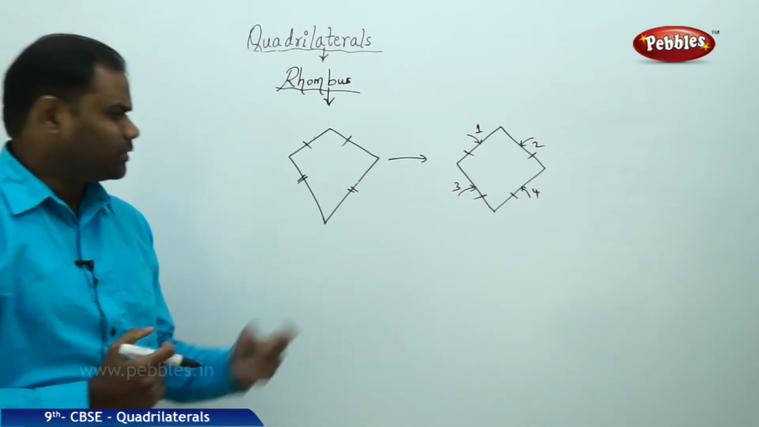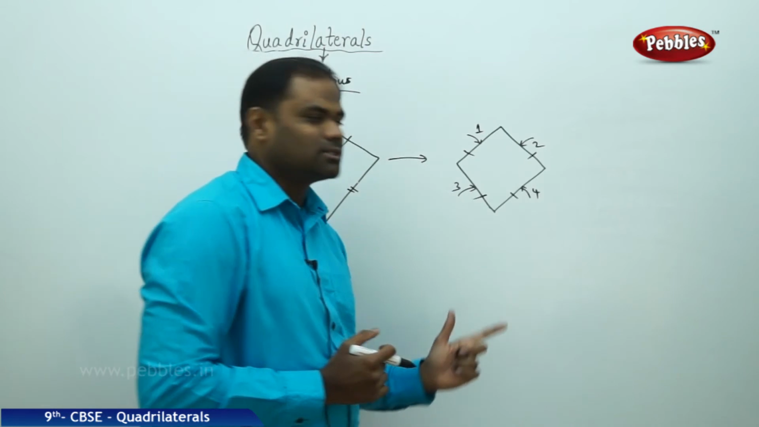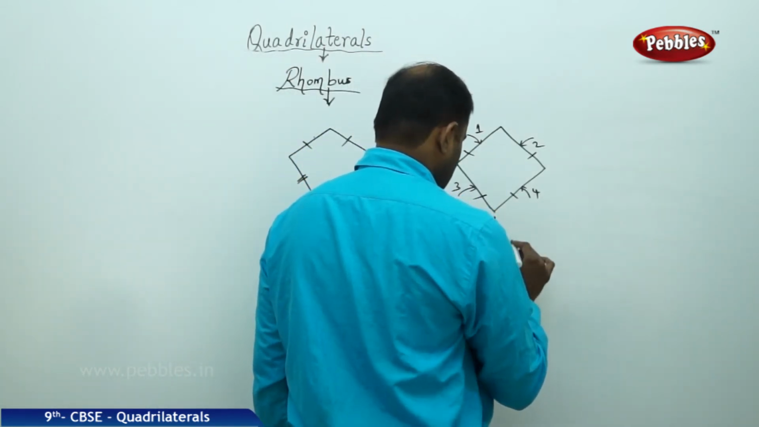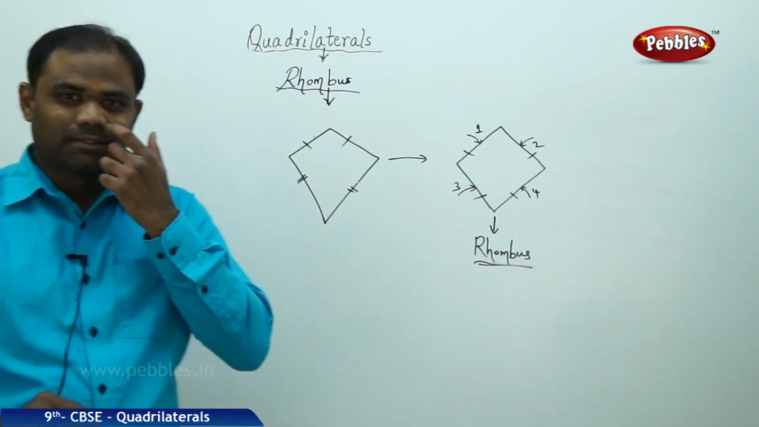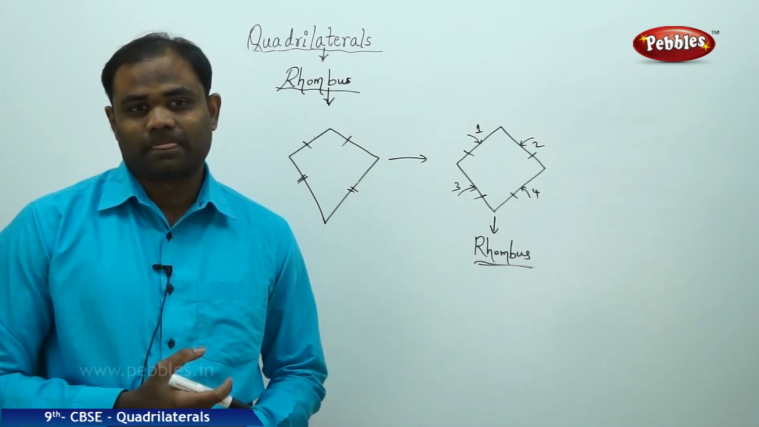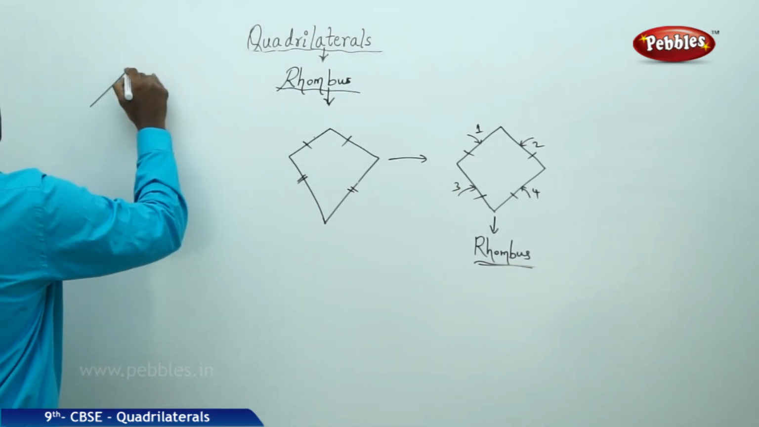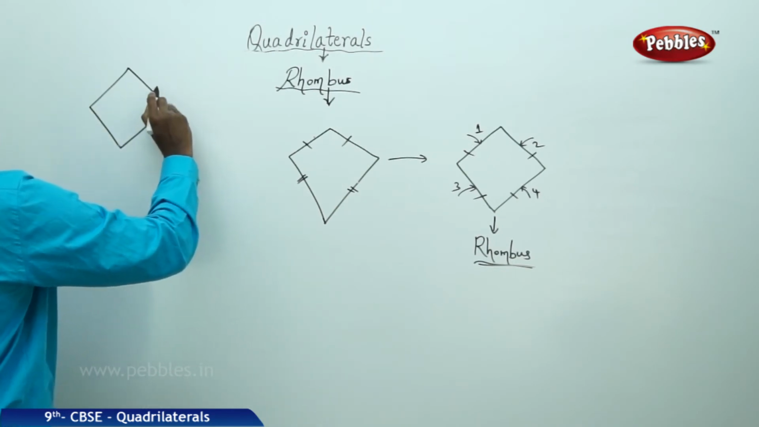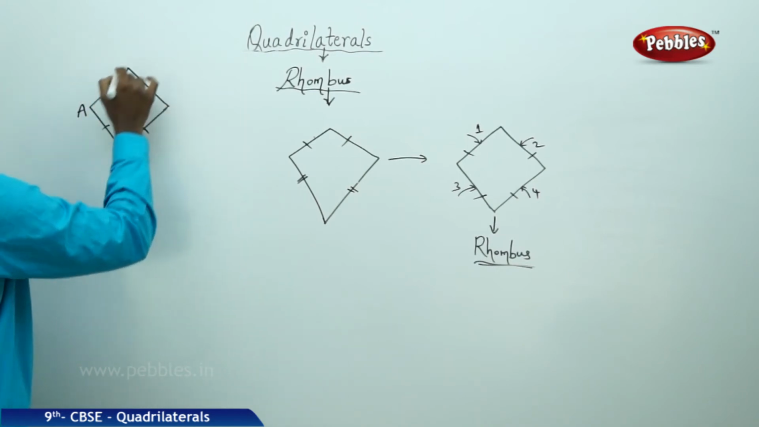A kite in which all the lengths are equal is called a rhombus. So this figure when formed is called a rhombus. A kite whose all sides are equal is called a rhombus. So here my rhombus is in the shape of a diamond. A rhombus is in the shape of a diamond with all sides equal.